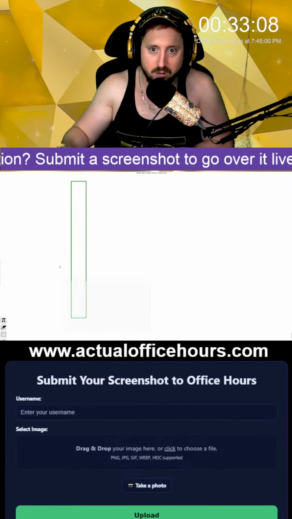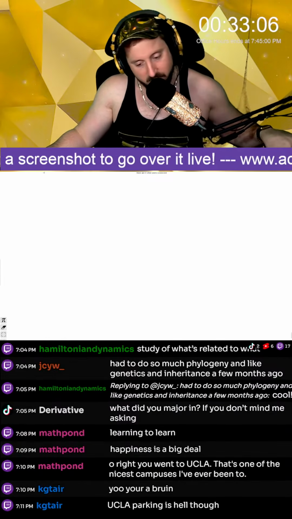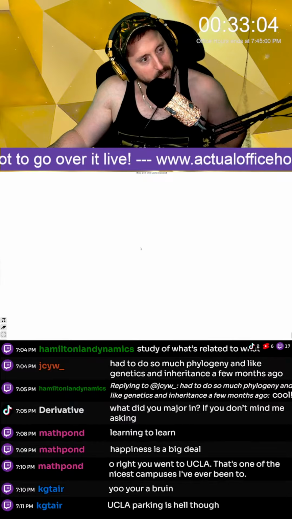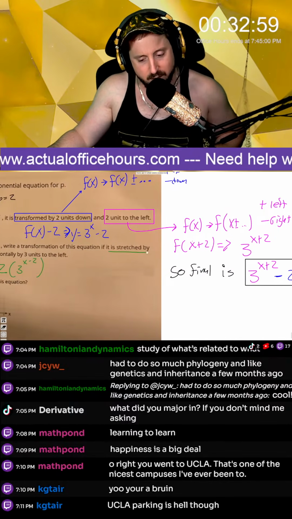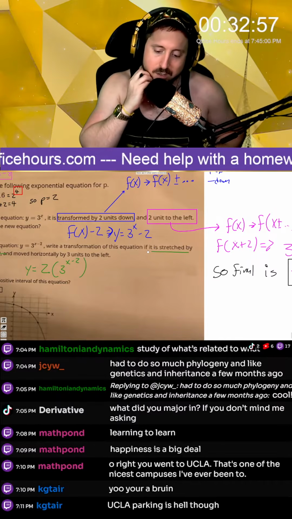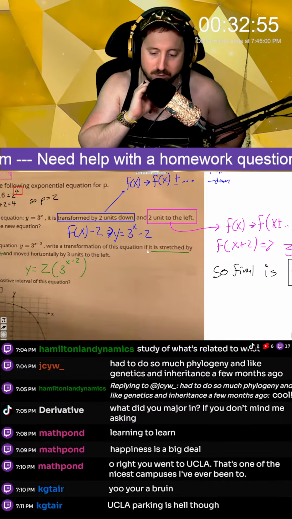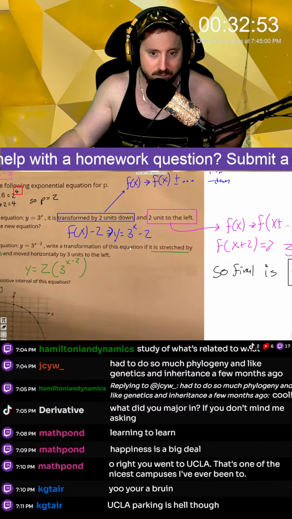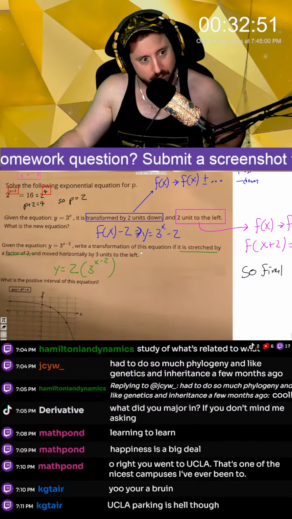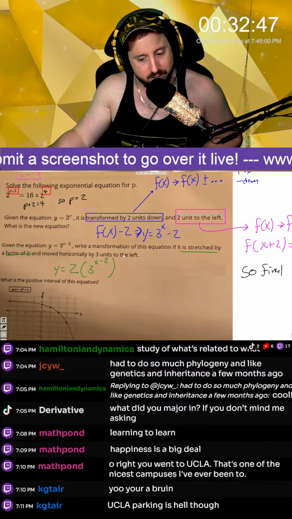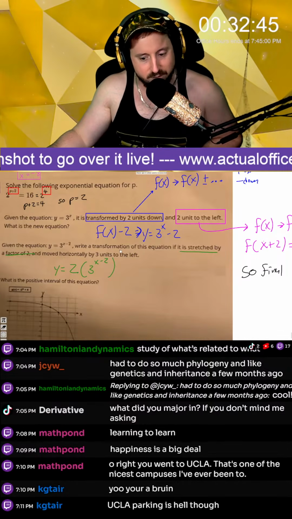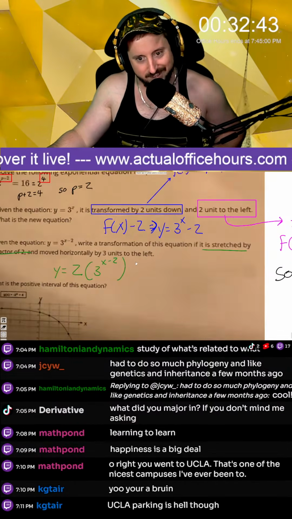UCLA parking is hell. Correct. Yeah, I paid a lot of money. What I do now, KG, is I live in Brentwood, Sawtelle, and then I ride my One Wheel to campus. They don't even give you free parking. If you teach at UCLA, you still got to pay like $300 a month. It's terrible. So I ride my One Wheel to campus.